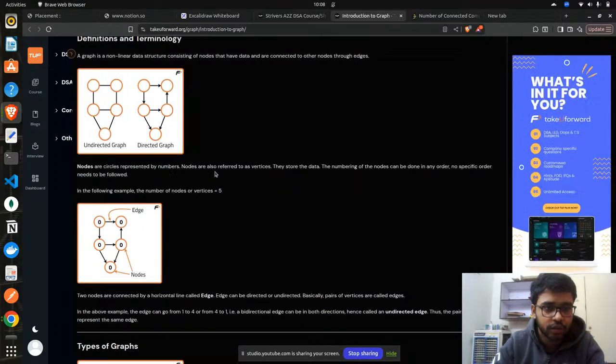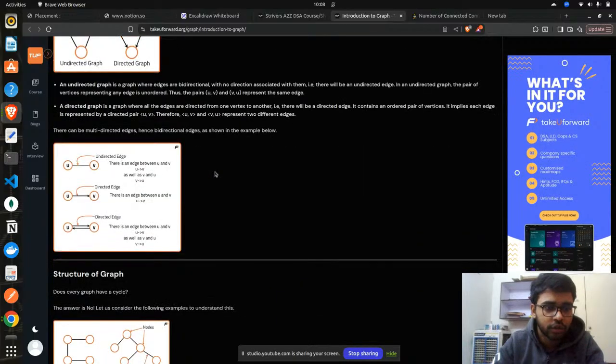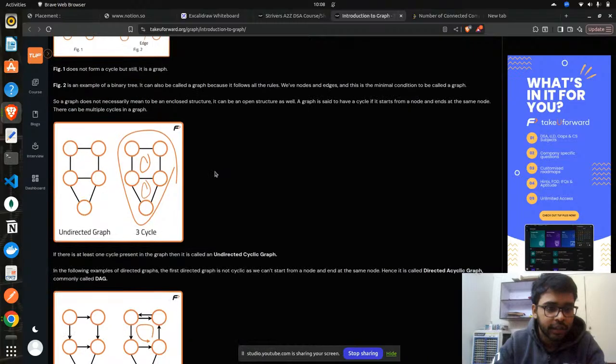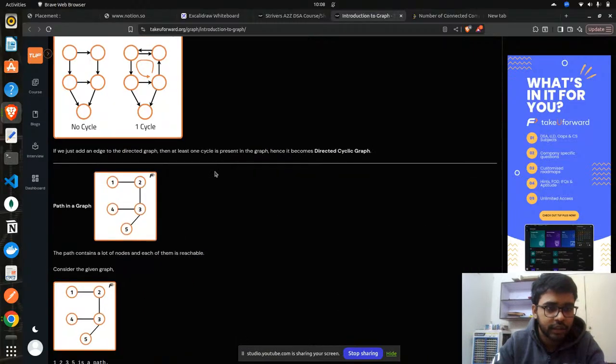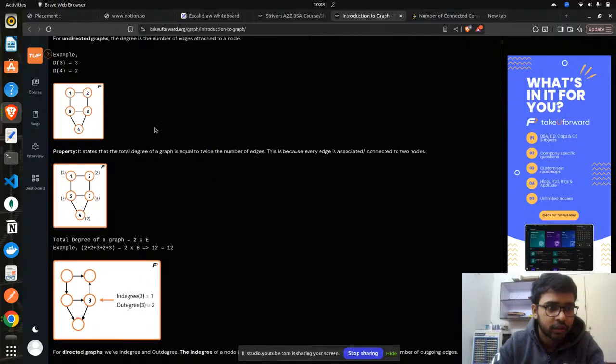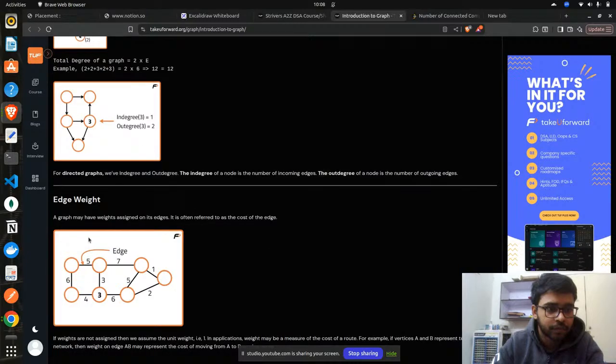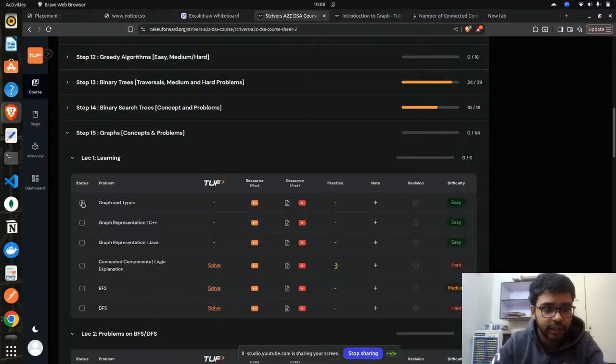Terminology is like nodes, and I think we know this, so we don't need to watch the whole lecture. Undirected graph, cycle, no cycle, one cycle, paths, degree of graph. It has 2 degree. It has 2 out degree, and it has in degree 1 and out degree 2. Edge weight. So it's easy to understand. I don't think we need too much time on this.